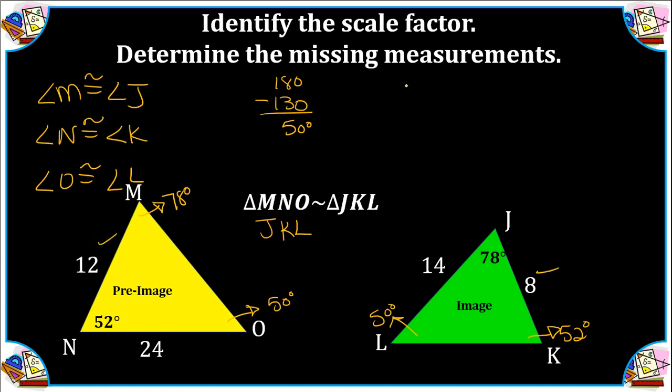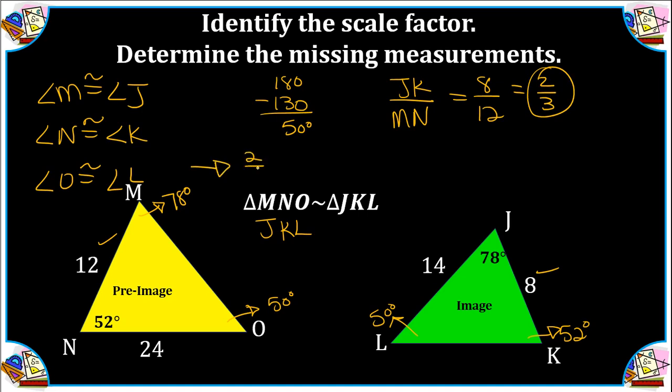So we're going to do the image, JK, and we're going to compare it to the pre-image, MN. So JK is 8, MN is 12. This simplifies by a factor of 4 to 2/3. So our scale factor is 2/3. So when we go from pre-image to image, we're going to multiply by 2/3.